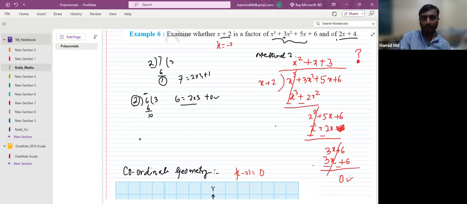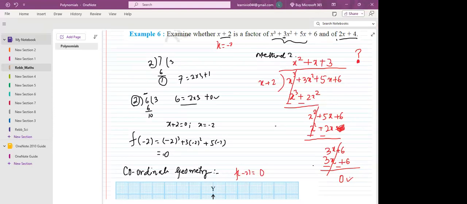Either we put x plus 2 is 0. So we will put it as 0 and then from here x becomes minus 2. Now if we replace x with minus 2 in the given equation, then it will be minus 2 cube plus 3 into minus 2 square plus 5 into minus 2. How much did we get?